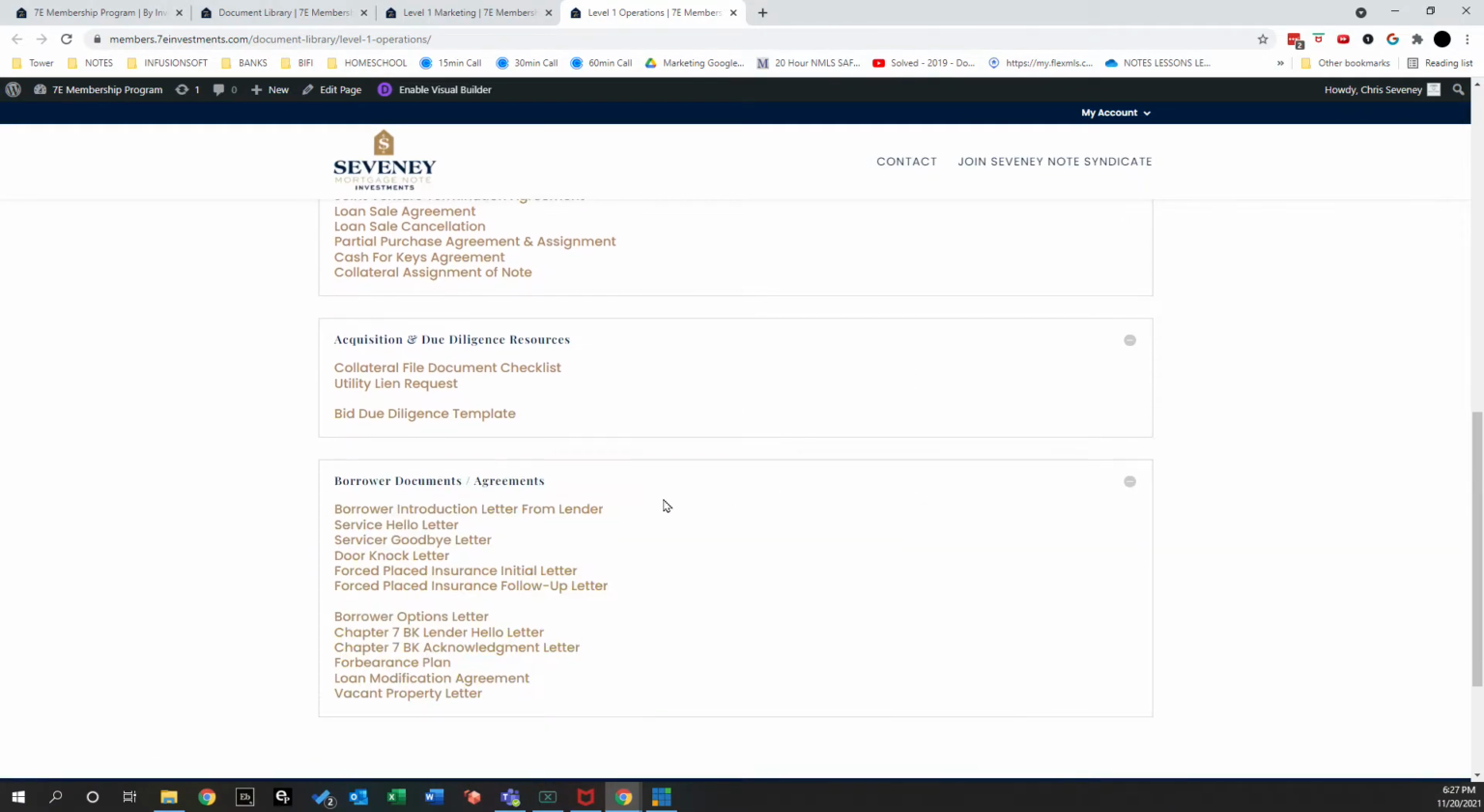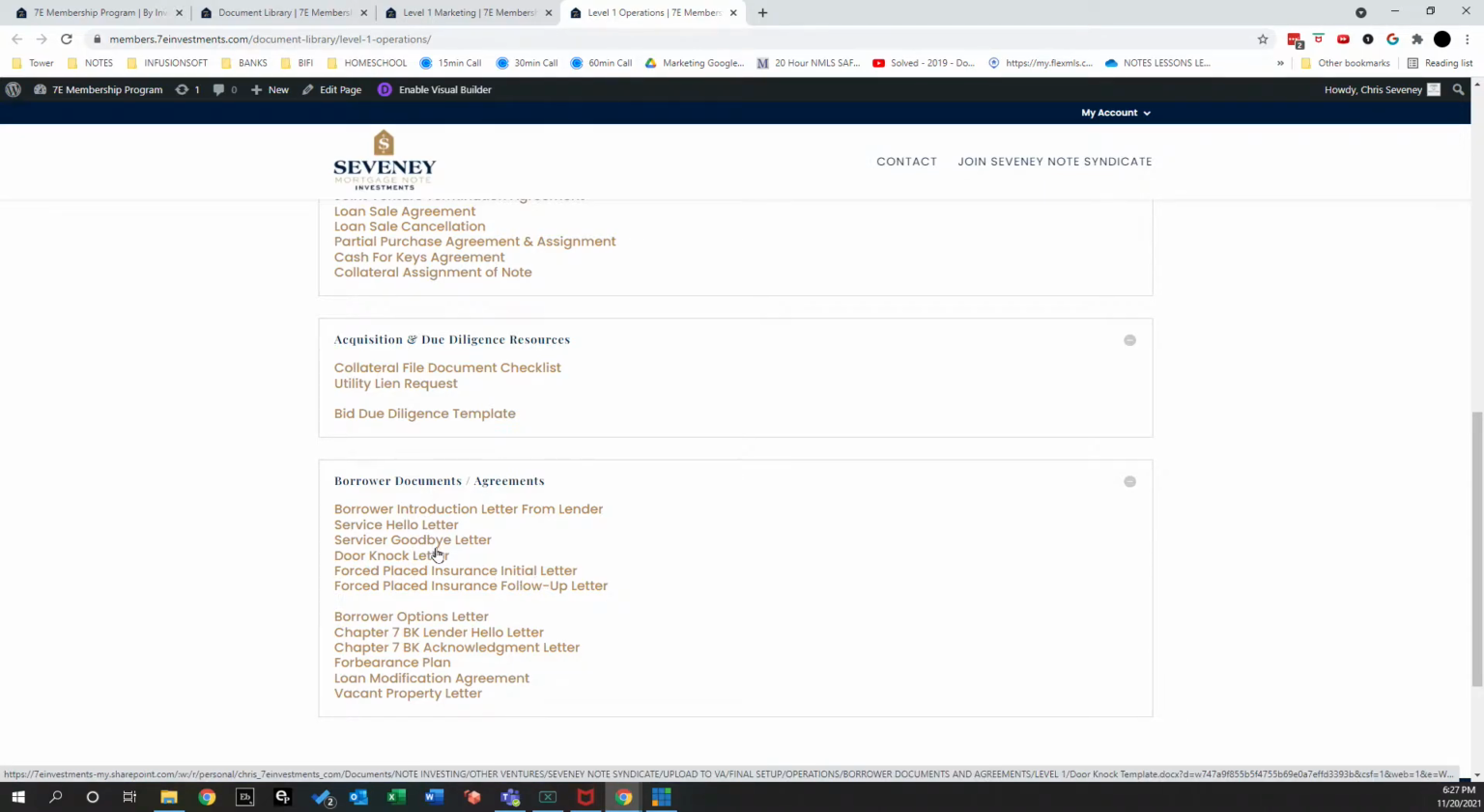We also provide borrower documents and agreements, force-placed insurance letters, door knock letters, hello goodbye letters, so you can see what those look like, as well as forbearance plan, loan mods, borrower option letters.